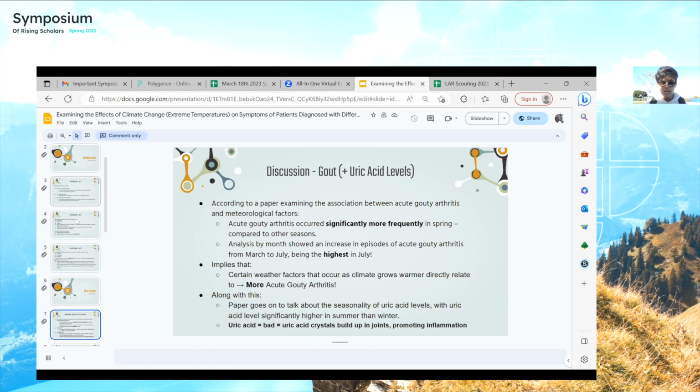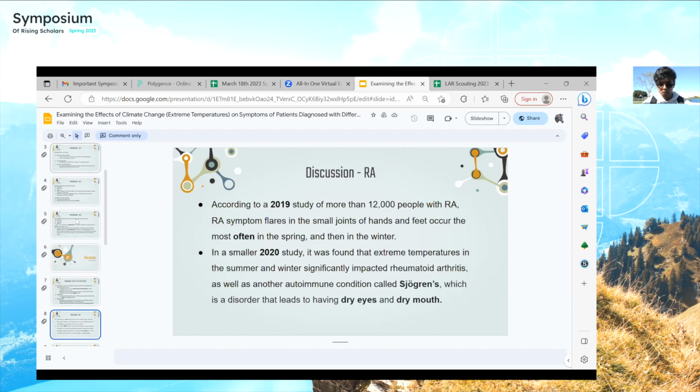Along with this, the paper goes on to talk about the seasonality of uric acid levels in the body, with uric acid being significantly higher in the summer than in the winter. When uric acid crystals build up in the joints, that can promote inflammation, and that can significantly worsen the effects of arthritis, like rheumatoid arthritis, for example, which affects the joints.